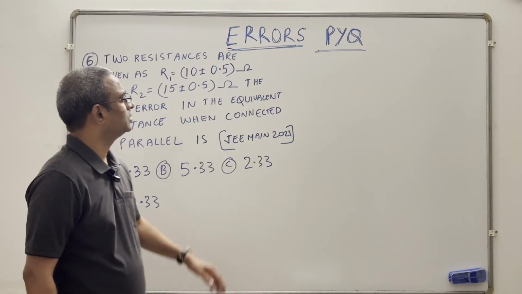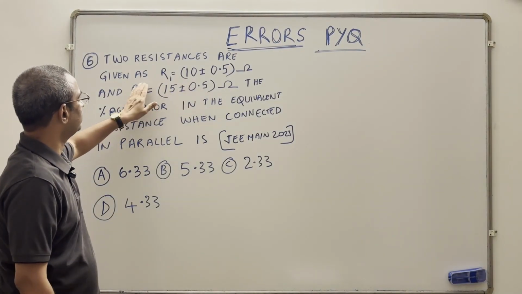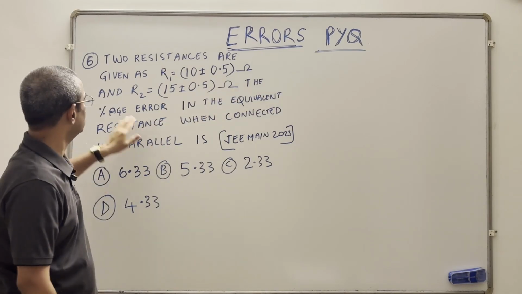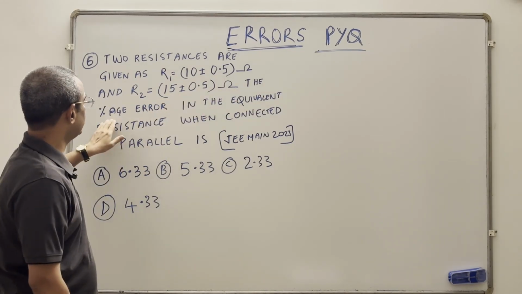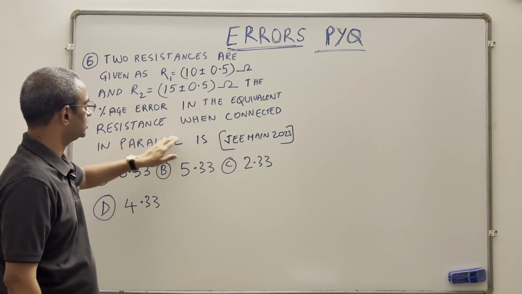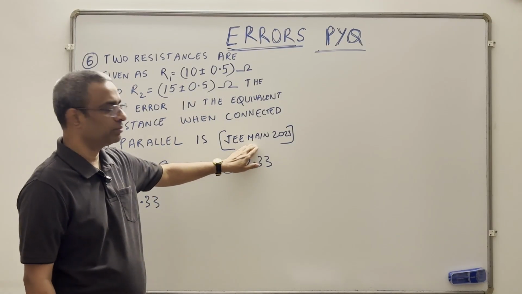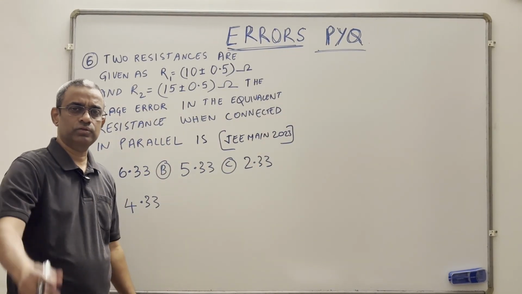Hello students, let us look at this PYQ. Two resistances are given as R1 is equal to 10 plus or minus 0.5 ohms and R2 is equal to 15 plus or minus 0.5 ohms, and the percentage error in the equivalent resistance when connected in parallel is... This was asked in JEE Main 2023. Please go ahead and pause this video and try to solve it on your own.